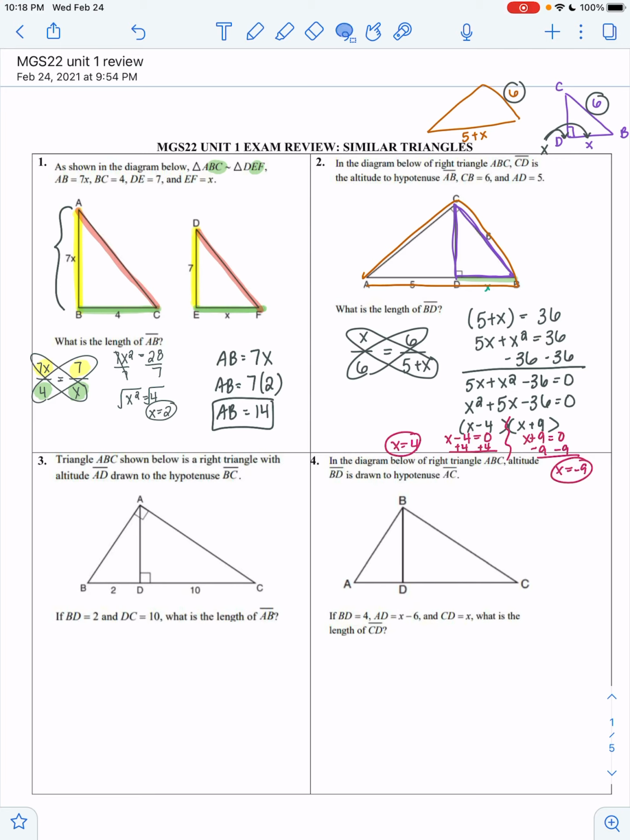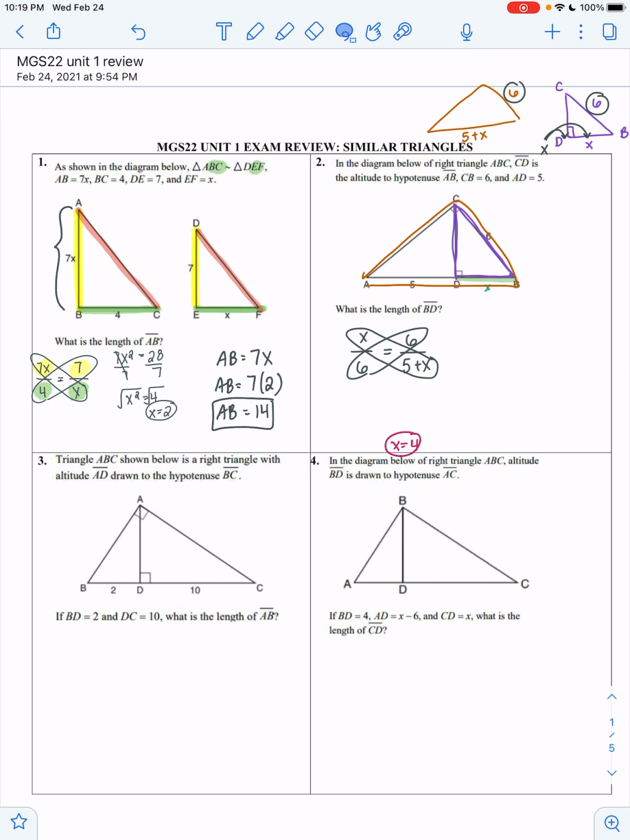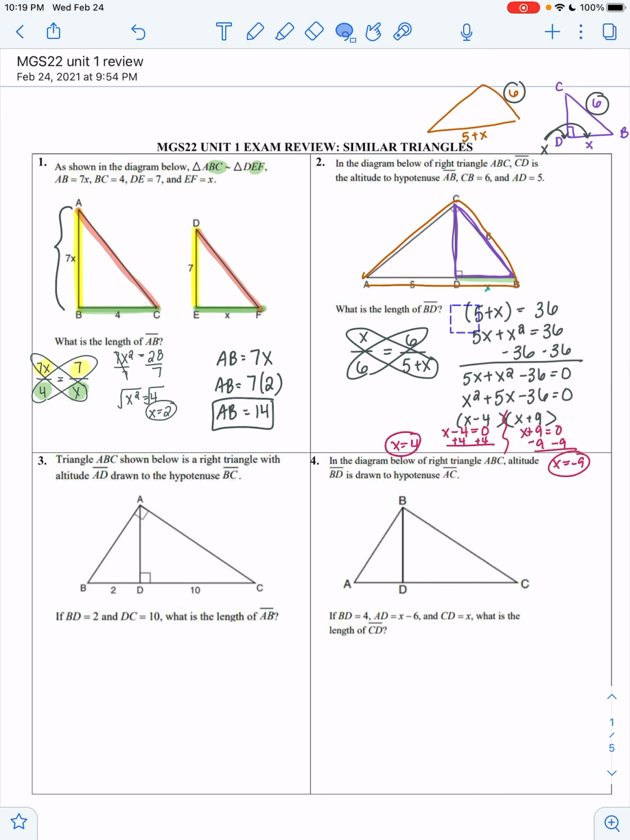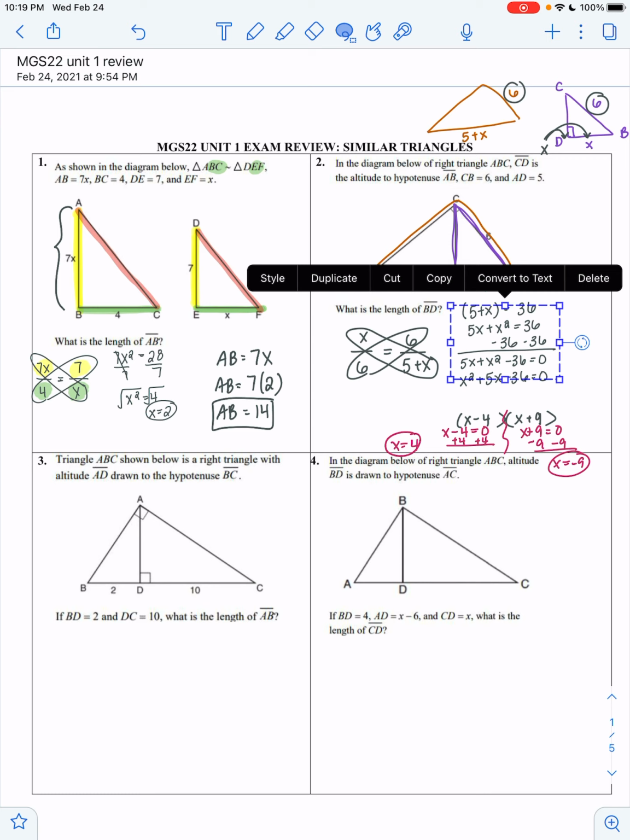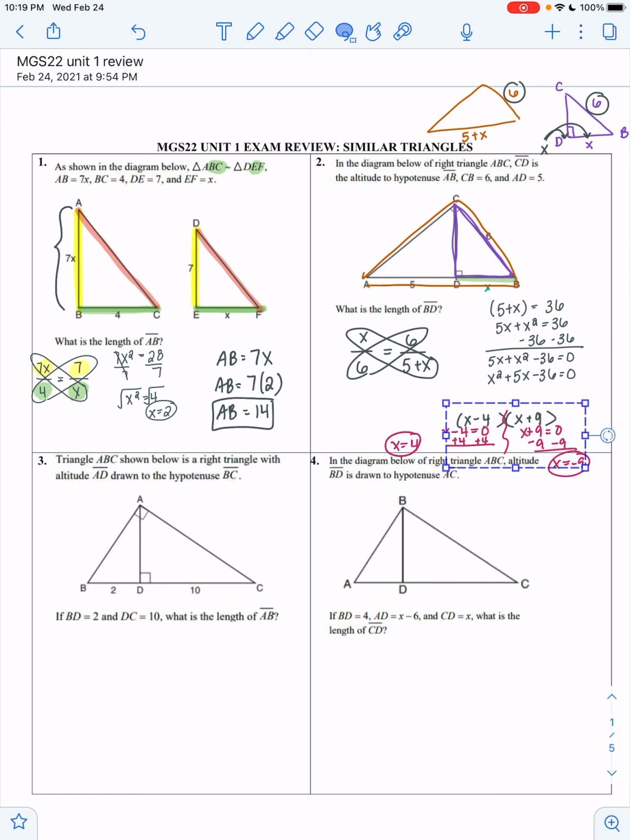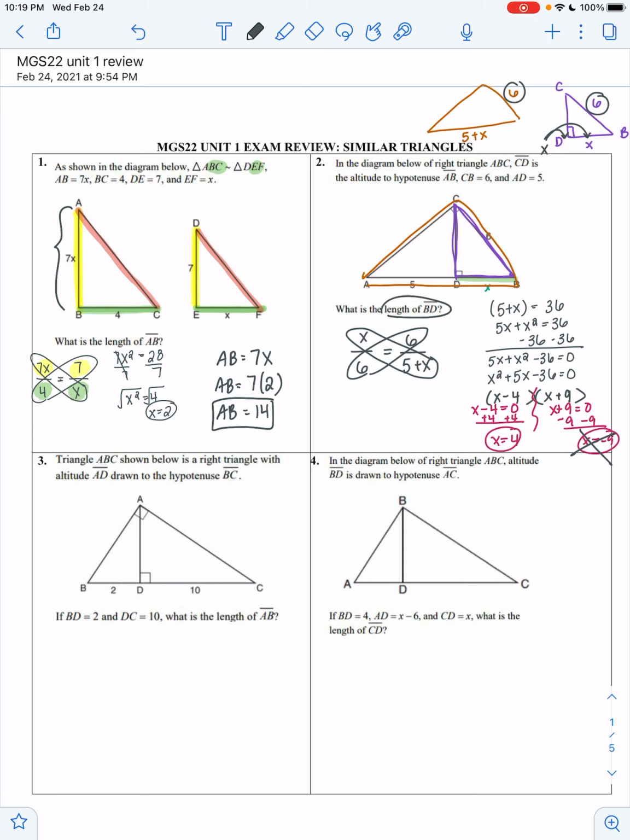Now, obviously, we can't have two different lengths, right? So let's go back and use some common sense and ask ourselves, which one of these solutions would make sense and why? Negative 9 would not make sense, right? Because we are talking about the length of BD. BD was equal to x. x cannot be a negative number because lengths are never negative. It just doesn't make any sense. So the length of BD would be equal to 4.